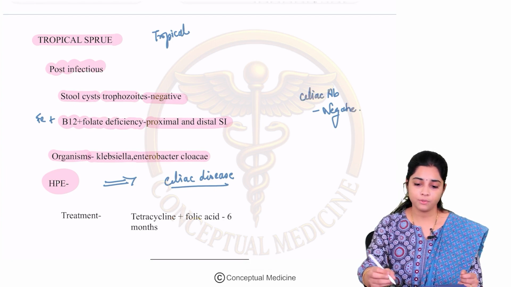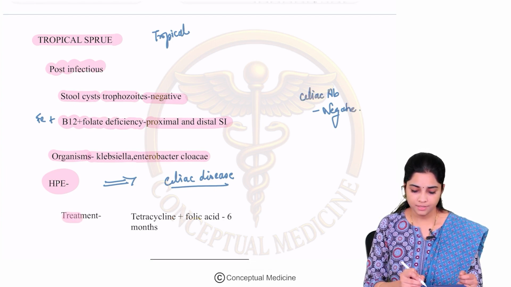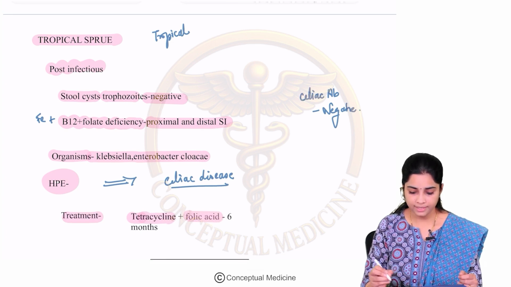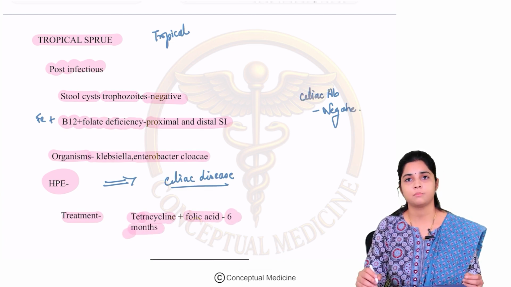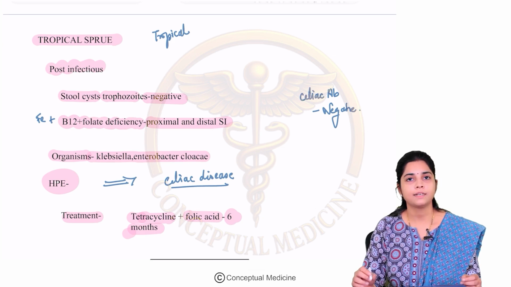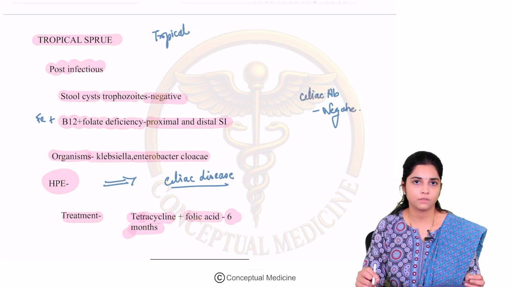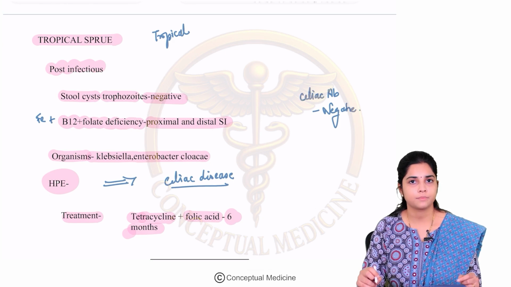Now since this is a post-infectious process, the treatment is usually with antibiotics like tetracycline along with folic acid, because folic acid deficiency can be there for 6 months. Right, so this is a 6 months treatment of antibiotics plus folic acid. Antibiotic used is tetracycline. Okay, so this is about your tropical sprue.